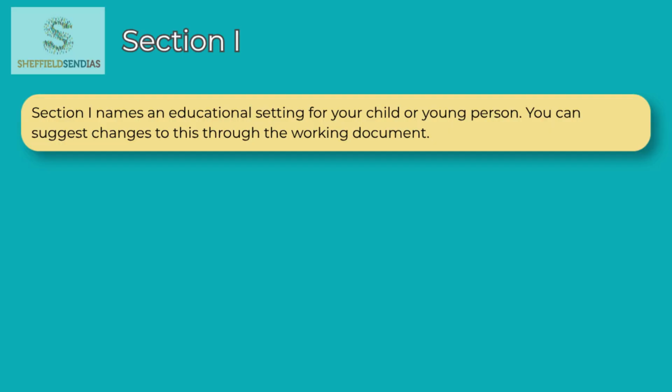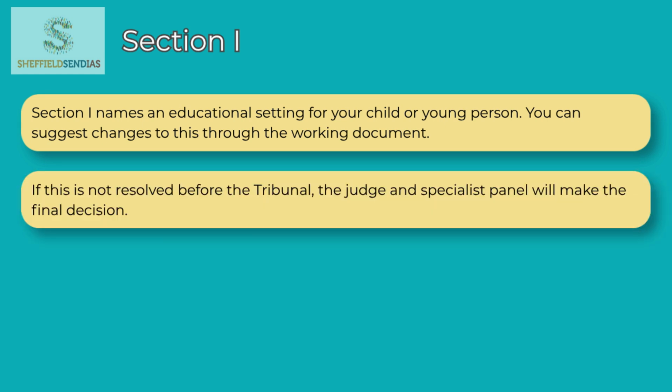Section I names the school, college, or educational setting your child currently attends. If you would like a different school or setting to be named, you can suggest changes to this section in the working document. The local authority will consider your preference and may agree to the change. It's quite common for parents and the local authority to have different views about the most suitable placement. If an agreement cannot be reached during the working document process, the issue can be decided by the tribunal.